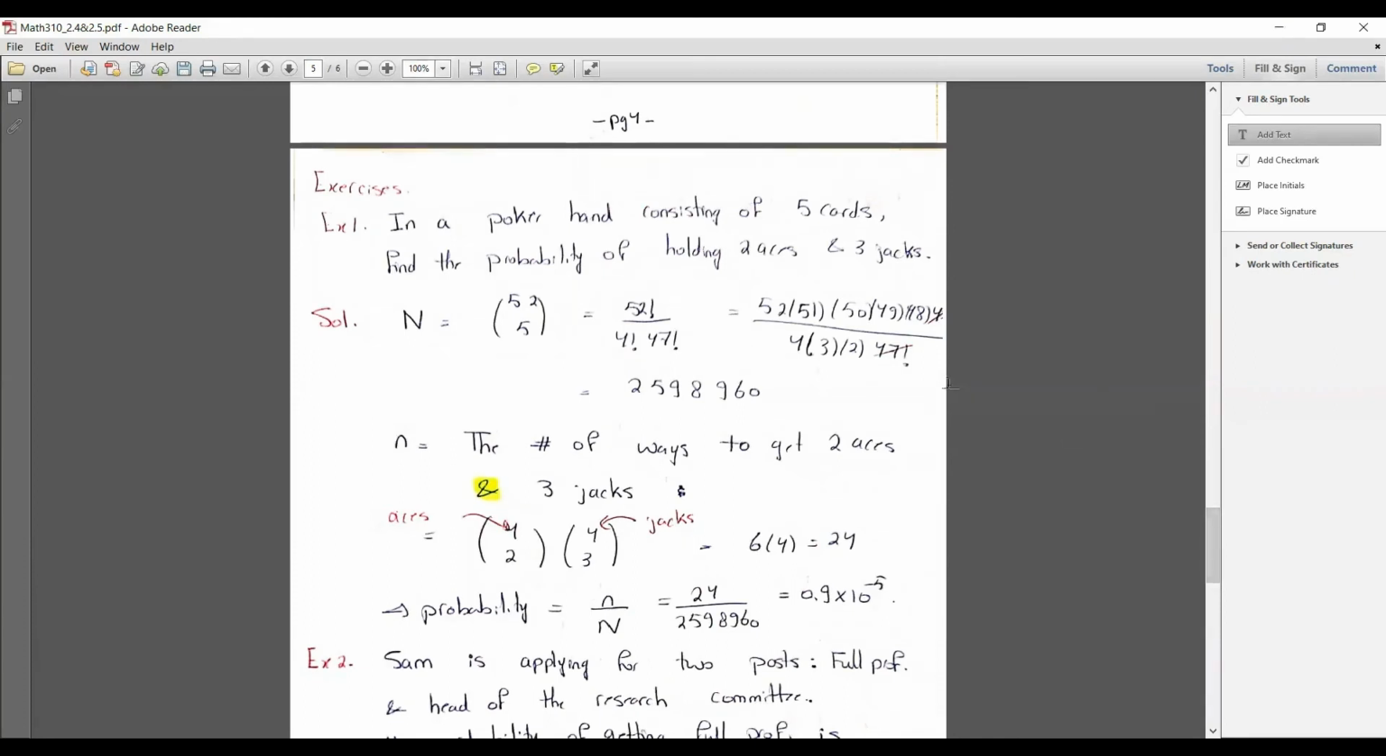Okay, guys. And we have to know what we mean by tossing a coin.